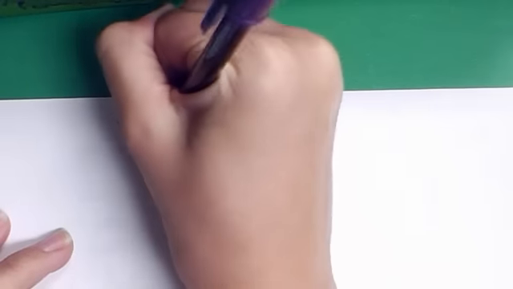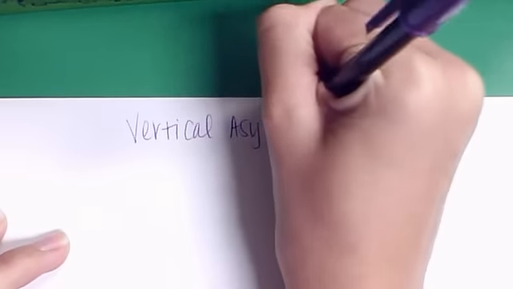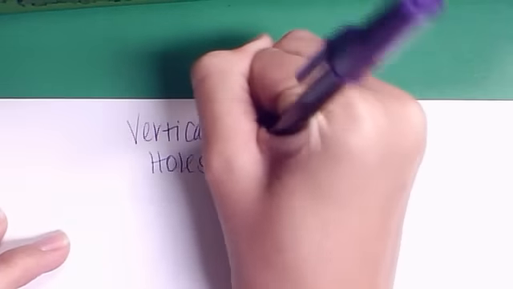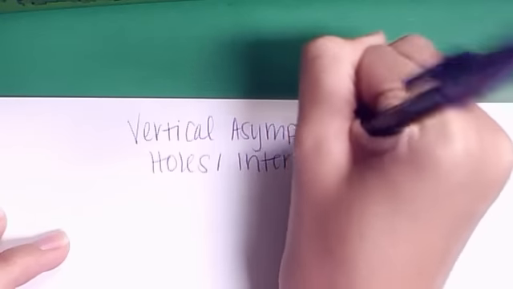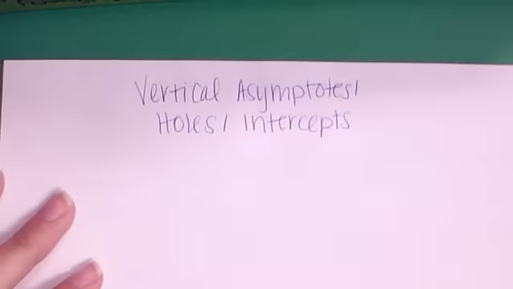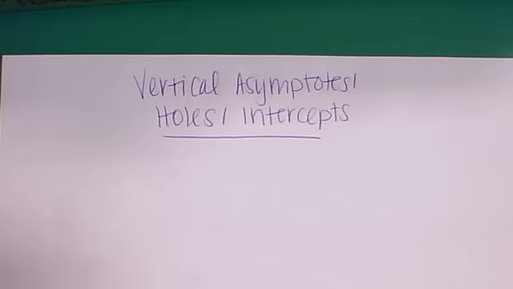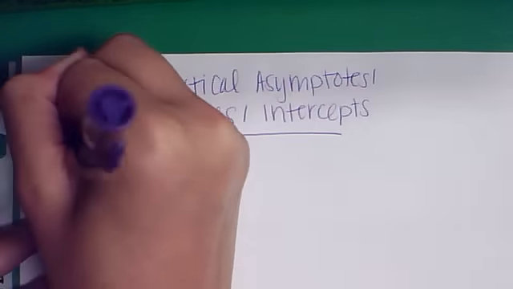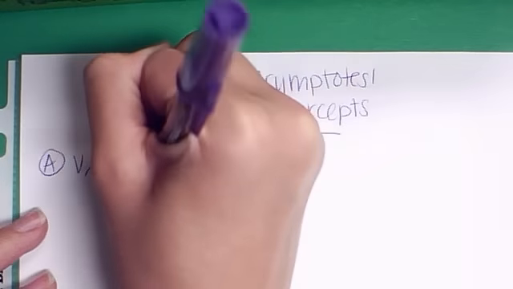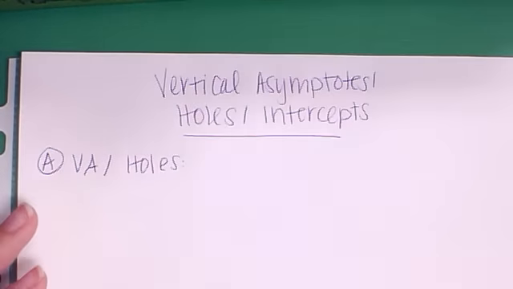Today in pre-cal we talked about how to find vertical asymptotes, holes, and intercepts on the graphs of rational functions. Okay, we're going to start with part A. We're going to do the vertical asymptotes and the holes. I'd like to start with some steps.